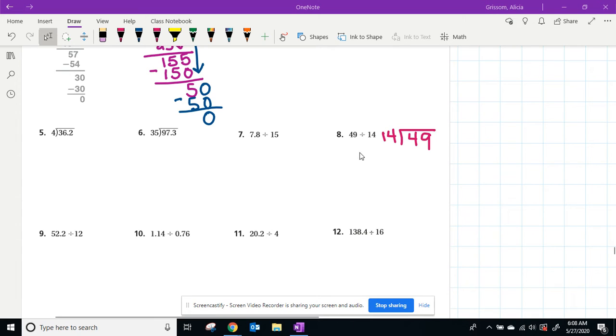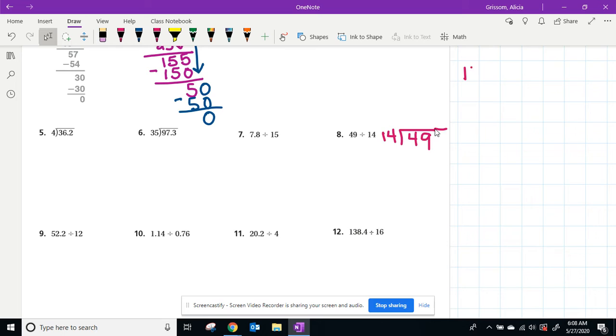And we wanted to give you a moment to practice solving a problem like number 2. And we asked you to complete number 8. So I rewrote the problem so that we can complete the calculation. And we're going to divide 49 by 14. So what we want to do here is figure out how many times 14 goes into 49?